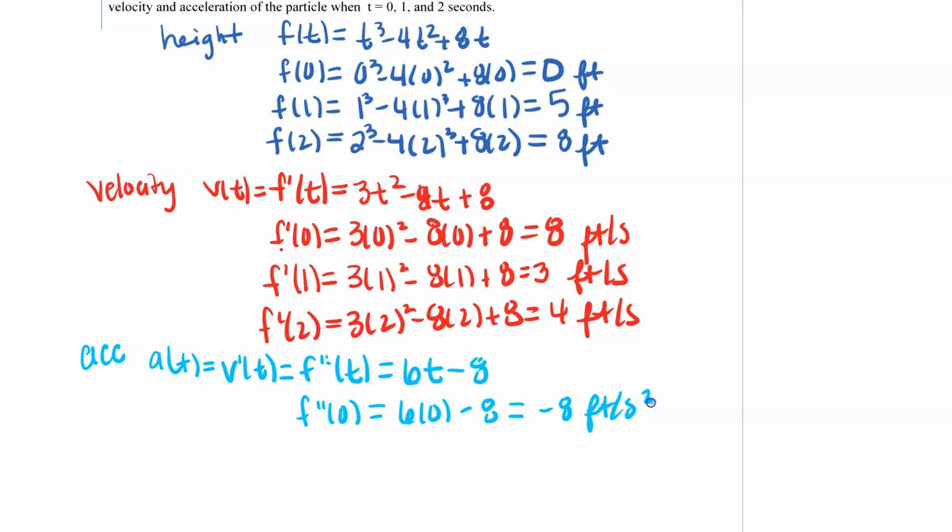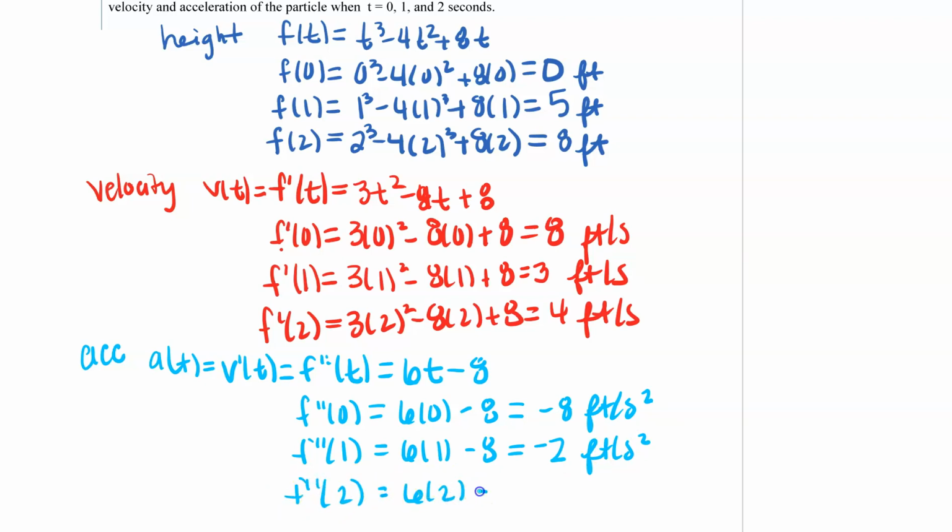feet per second squared. What is the acceleration after 1 second? Just plugging it in. It gives me negative 2 feet per second squared. And what is the acceleration after 2 seconds? Let's see, that would give me 4 feet per second squared.